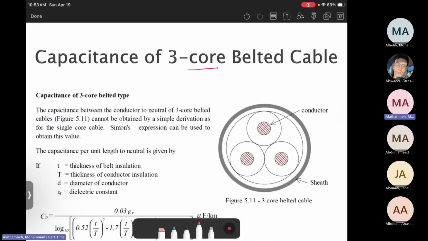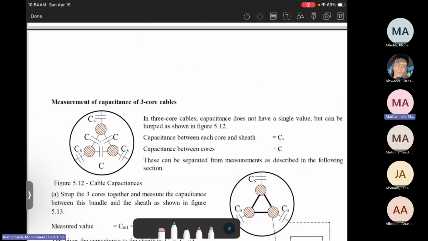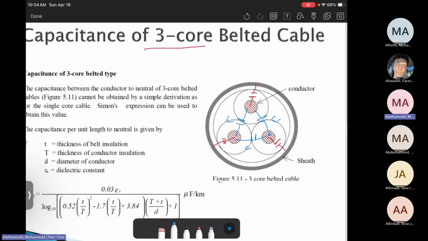Now, how about if there are three cores? If there are three cores, then you should expect to see two types of capacitance. The first is the capacitance between the cores themselves, then the other is the capacitance between the conductor and the ground. So this one we can call Cm, the other one is called Cs. This is Cs, Cs, Cs, while this one is Cm, Cm, Cm.